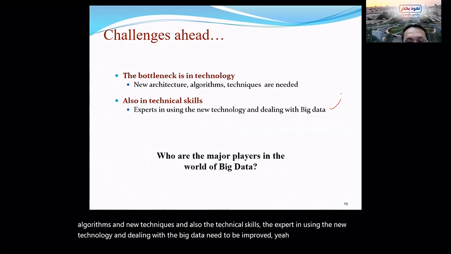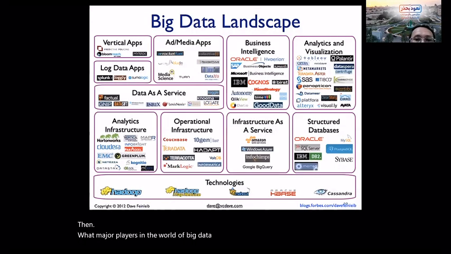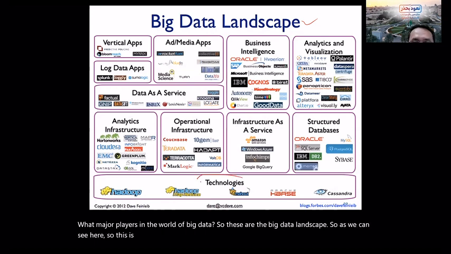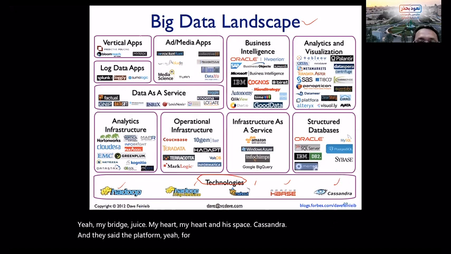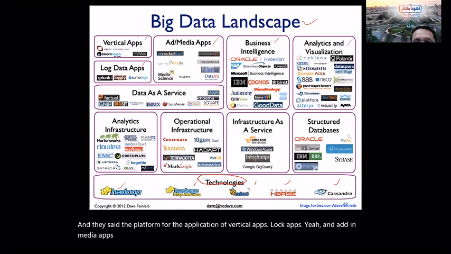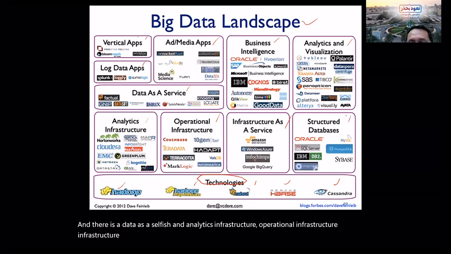Then who are the major players in the world of big data? This is the big data landscape. As you can see, this is the technology: Hadoop, MapReduce, Mahout, HBase, Cassandra. And these are the platforms for applications: vertical apps, log apps, ad and media apps, business intelligence, analytics and visualization. And there is data as a service, analytics infrastructure, operational infrastructure as a service, and structured databases.